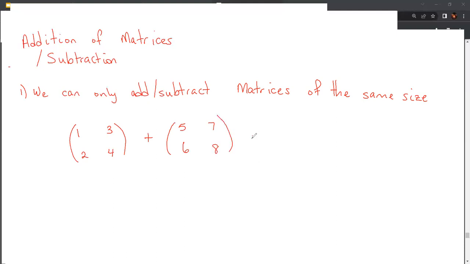All right, so if they gave you something like this to add, they are of the same size. They're both 2 by 2 matrices, which means I could add them. You can only add or subtract corresponding elements. So every number or letter in these brackets, we call it our elements or members, right? So we add or subtract corresponding elements.